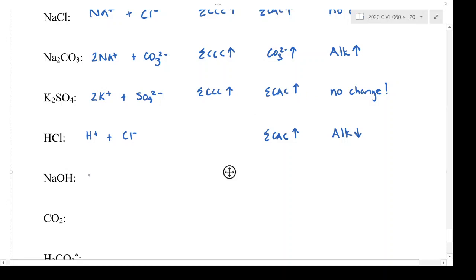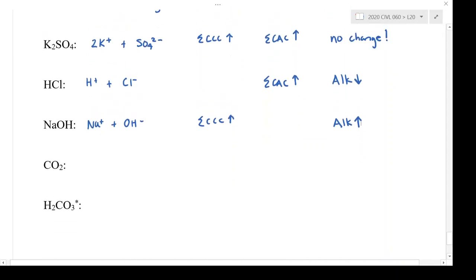Next, I'm going to consider the base sodium hydroxide, which dissociates into sodium and hydroxide ions. This is going to cause the CCC to go up because sodium is a CCC. And also, hydroxide is in the alkalinity expression. And we can see that it's a positive sign on hydroxide, so the alkalinity will go up.